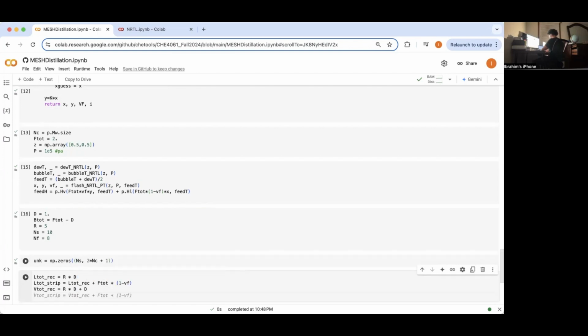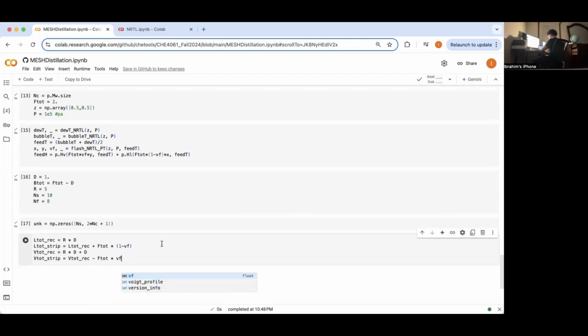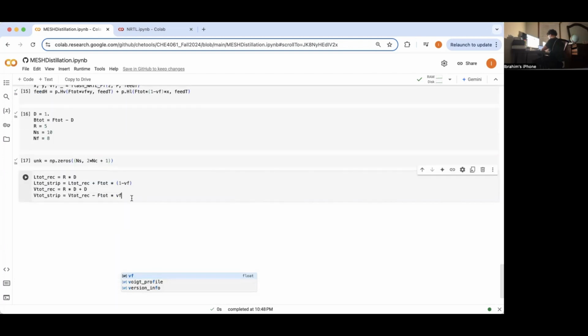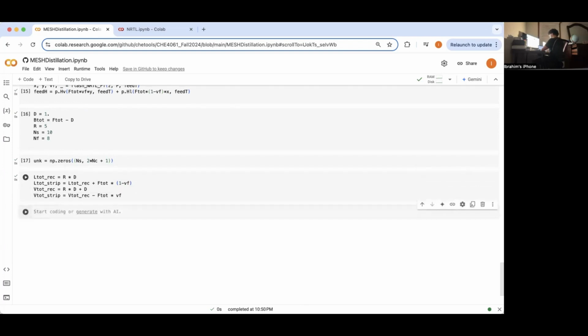And then for our stripping, it will look like V_total_strip equals our V_tot_rec minus our F total times VF. Did I set VF too? Okay. Right. All right, I feel like I made some mistakes, but I'm not sure, so I'm going to go and see if I did make any.